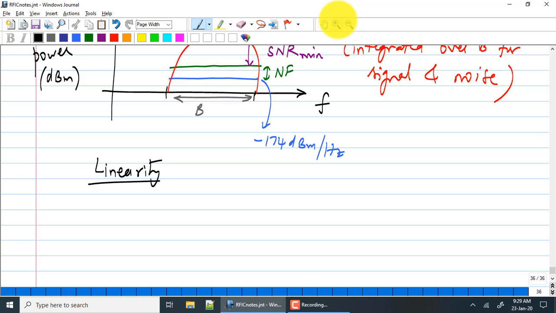Okay. So if you remember in analog, the linearity limit that we specified was that the second term of the Taylor series should be as small as possible compared to the fundamental term. In other words, small signal approximation should be valid. That is the first one that we specified, right?